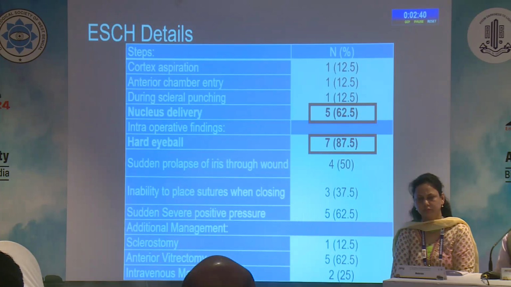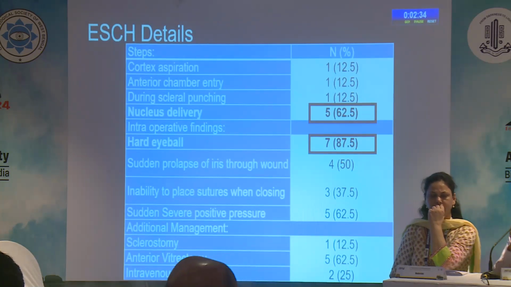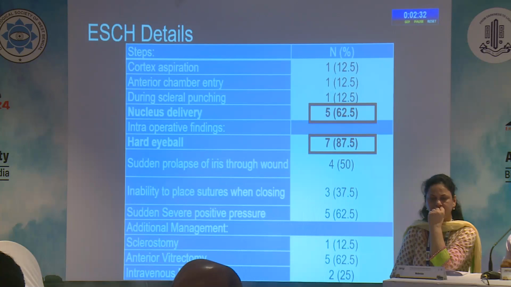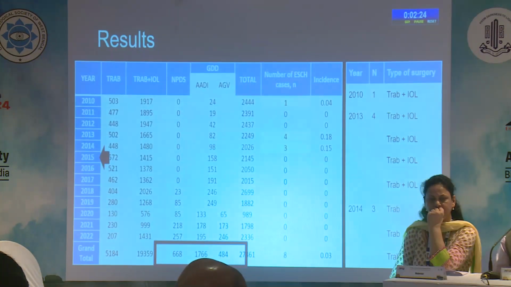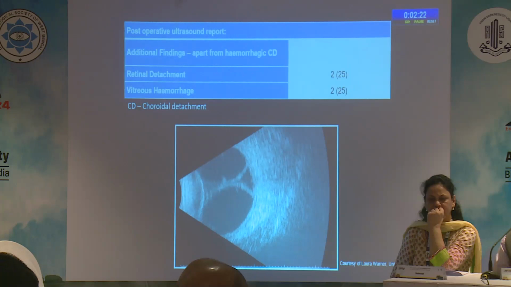The most common intraoperative finding that alerted the surgeon to a possible complication was sudden hardening of the eyeball, in addition to other signs like sudden severe positive pressure, constant prolapse of the iris through the tunnel or opening, and the inability to place sutures while closing. Sclerostomy was not indicated in all of the patients. So all 8 cases of ESCH were confirmed postoperatively with a B scan. Apart from hemorrhage in the suprachoroidal space, 2 cases had retinal detachment and 2 cases had vitreous hemorrhage.